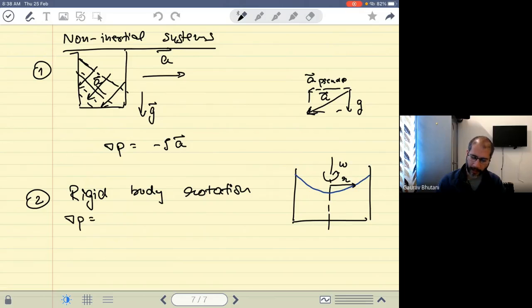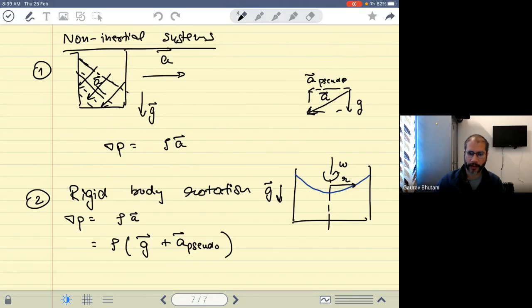So grad P again is minus rho times A. Sorry, there's no minus sign here. I made a mistake. It's rho times A. And this A, in the case that we are considering, so gravity is still acting, remember that. So this A is the vector sum of gravity and the A pseudo. And the pseudo force in this case is the centrifugal force, which is acting radially outwards.